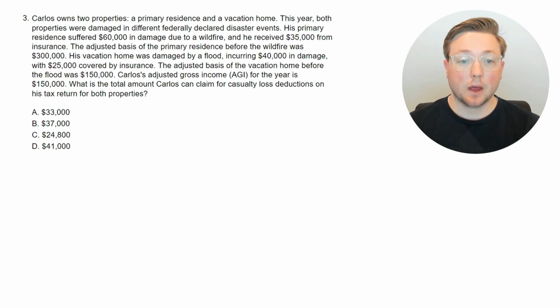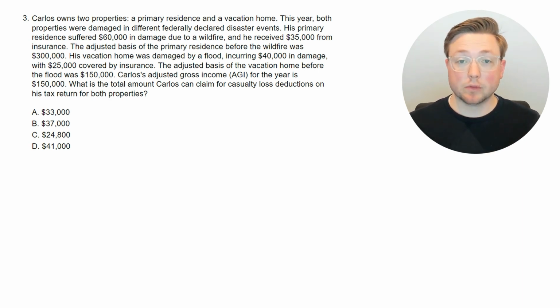All right, here's question 3. Carlos owns 2 properties, a primary residence and a vacation home. This year, both properties were damaged in different federally declared disaster events. His primary residence suffered $60,000 in damage due to a wildfire, and he received $35,000 from insurance. The adjusted basis of the primary residence before the wildfire was $300,000. His vacation home was damaged by a flood, incurring $40,000 in damage, with $25,000 covered by insurance. The adjusted basis of the vacation home before the flood was $150,000. Carlos's adjusted gross income for the year is $150,000. What is the total amount Carlos can claim for casualty loss deductions on his tax return for both properties?